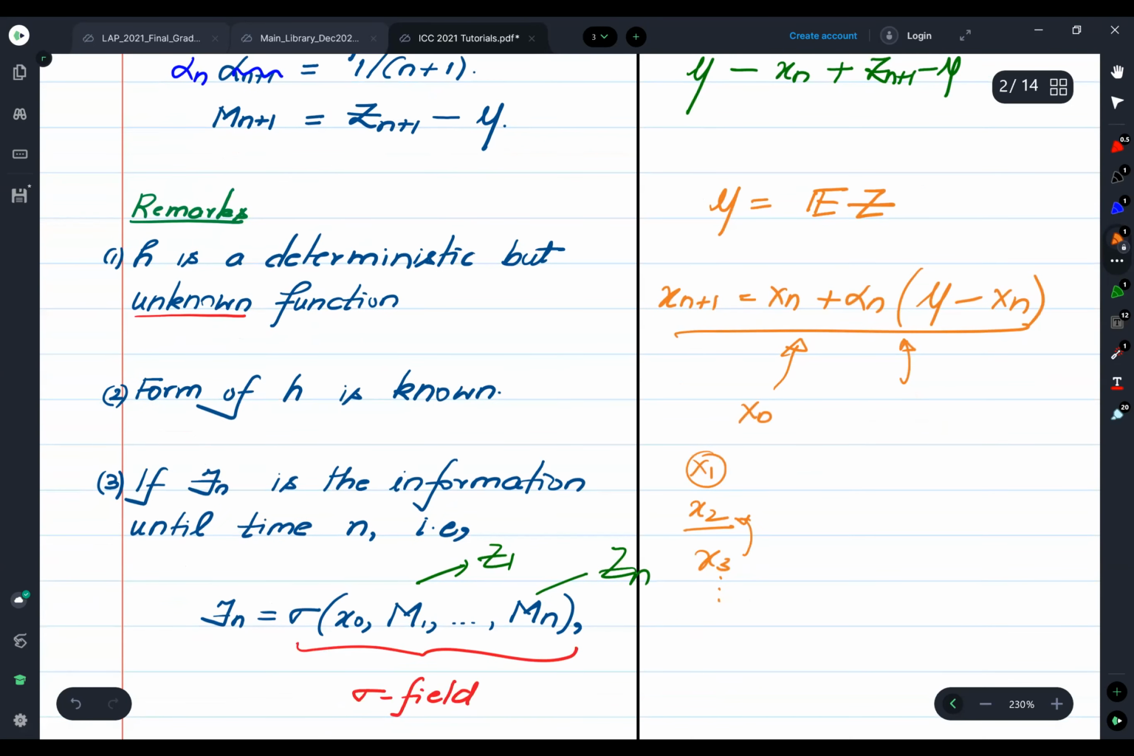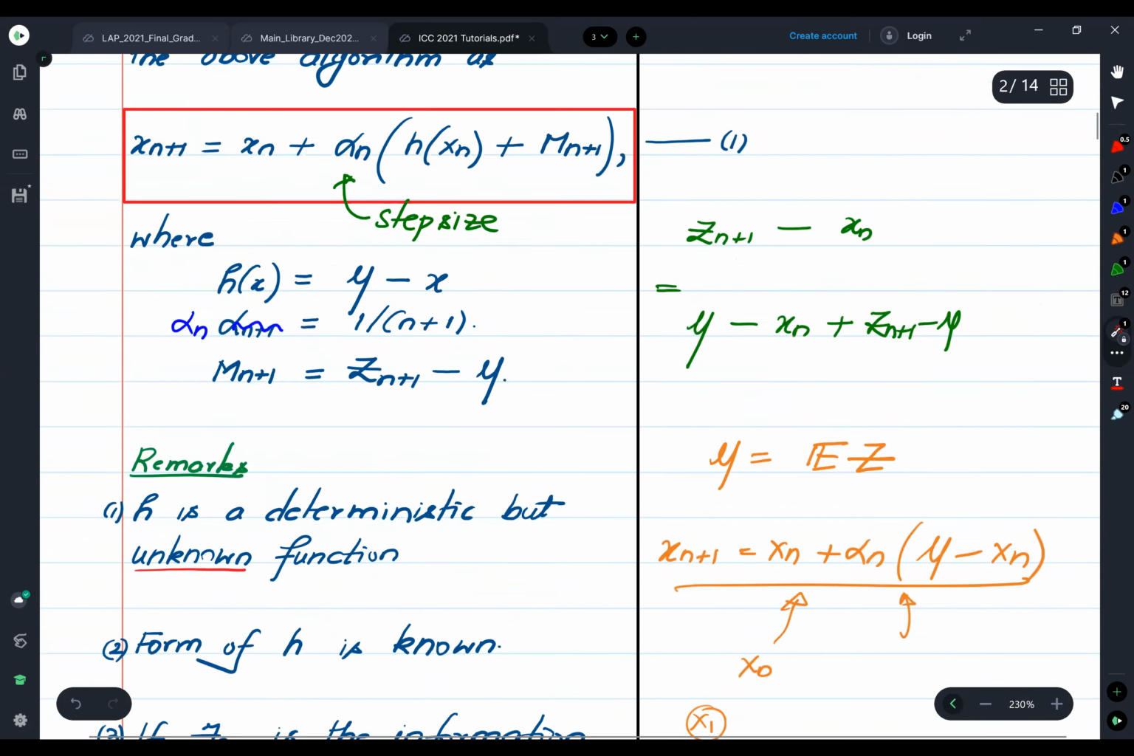Now, this algorithm is deterministic because each time you start from x0, the sequence of subsequent estimates, that is the values of x1, x2, x3 that you obtain each time you run this algorithm, will be the same. There will be no difference.